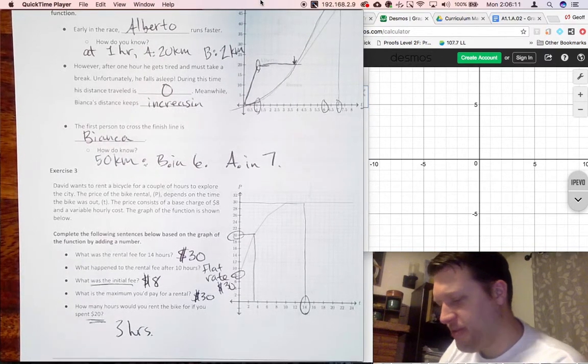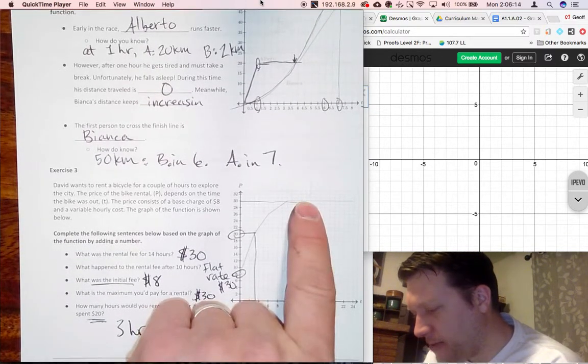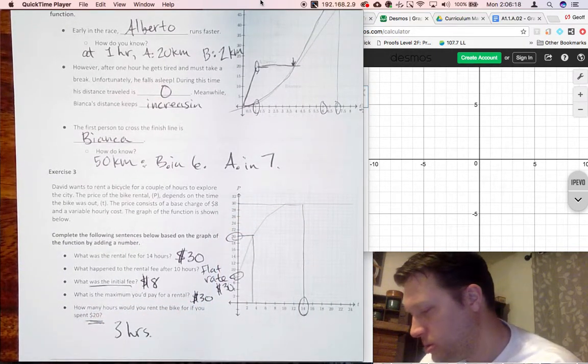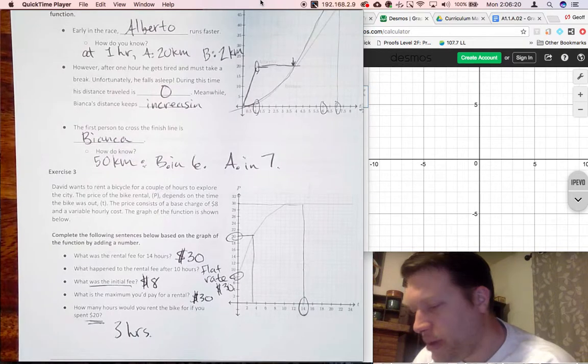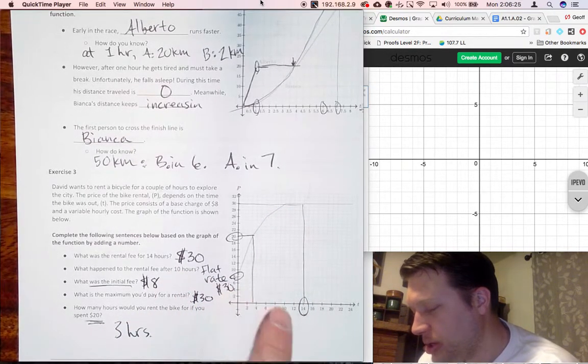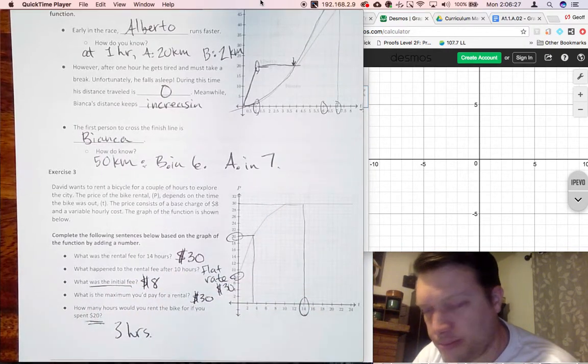14 hours. I found 14 hours. I went up to the graph and found the graph, and then I went to the left to find the actual dollar amount. 30. And because it's a flat rate right here, that means that after 10 hours, you're just going to pay 30.